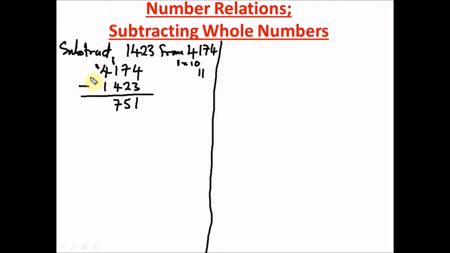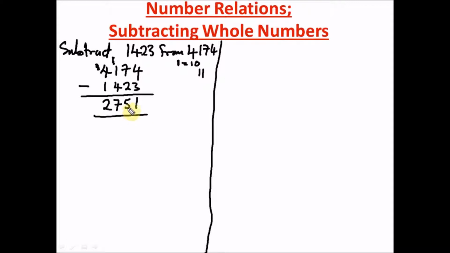Remember, if we borrow 1 from 4, it means that 3 would remain here. It's just like taking 1 from something. Definitely you've subtracted 1 from the number, so 3 would remain here. So we have here 3 minus 1. And what is 3 minus 1? That will give us 2. So this is our answer, 2751.